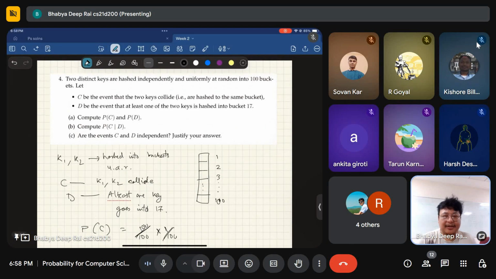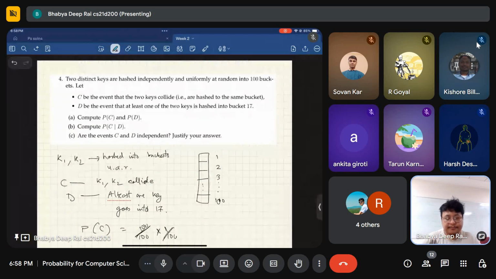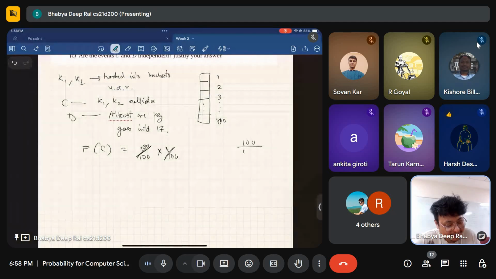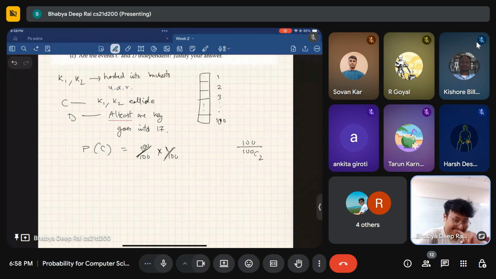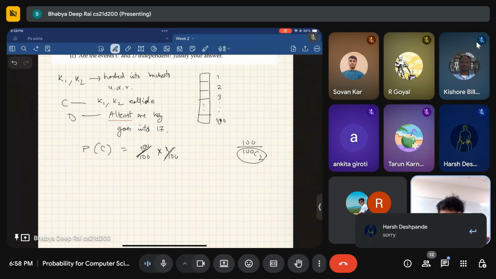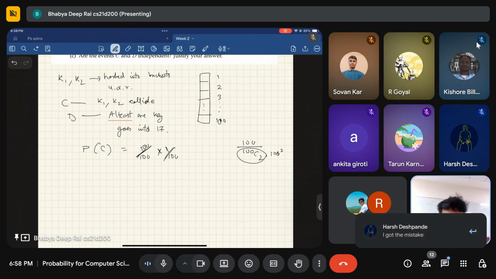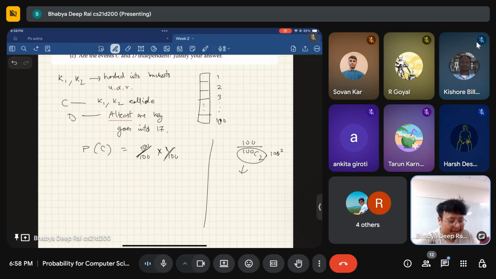Harsh, is this visible? Okay. So Harsh said 100 by 100 C2. This would be correct if he does not take 100 C2 and he takes 100 square instead. Then you can do it. Harsh, your direction is also correct, but this 100 C2 should not be there.